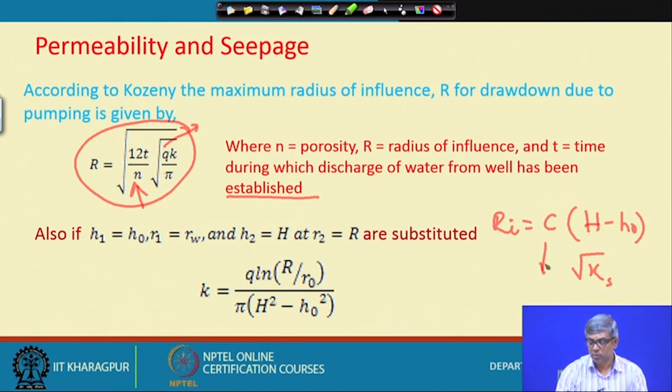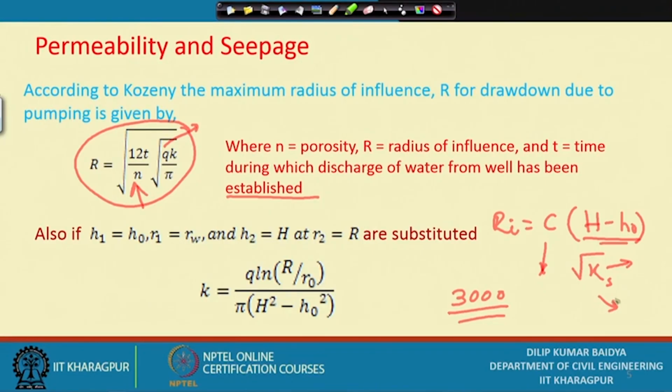So, this C is a constant, given as 3000 for a well. H minus H naught is the difference between the original water height and the final water height in the well, that is, how much you have to lower it. And under the root, k is put in meter per second. If I use this equation, finally I will get the radius of influence in meter. So, this is one way.